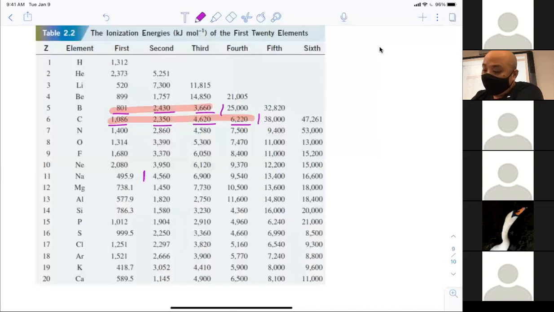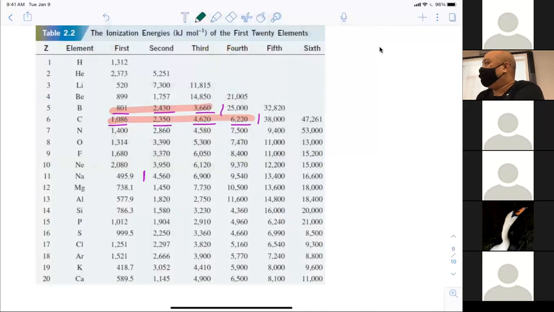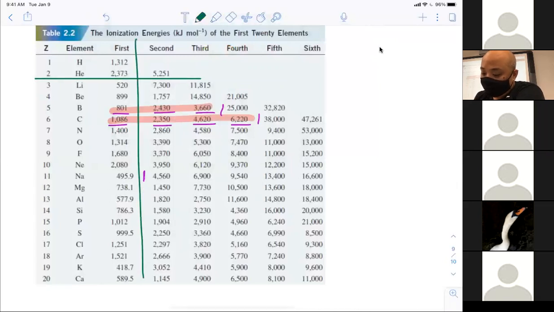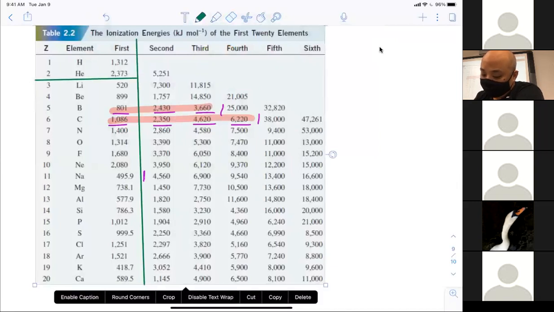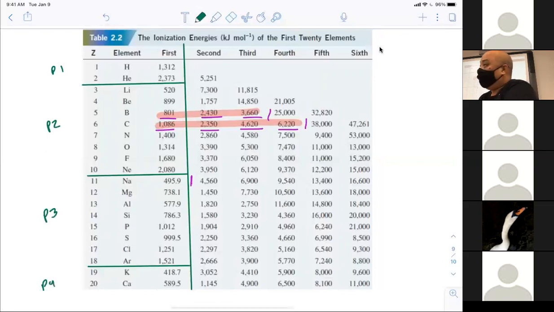Okay. And so there you prove the existence of valence electrons, but you can also prove the existence of energy levels, because you'll notice that if you look at the first ionization energy, where do they jump down? Helium, neon, and then argon. So that's period 1, period 2, period 3, and period 4.